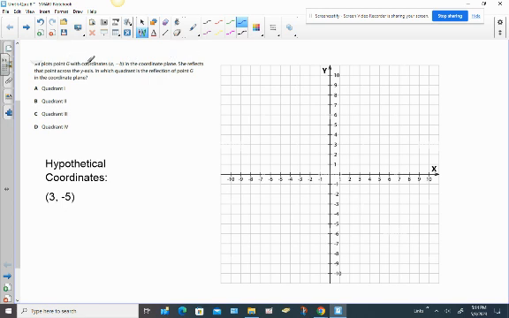Jill plots point G with coordinates positive and negative in the coordinate plane. She reflects that point over the y-axis. In which quadrant is the reflection of point G in the coordinate plane?